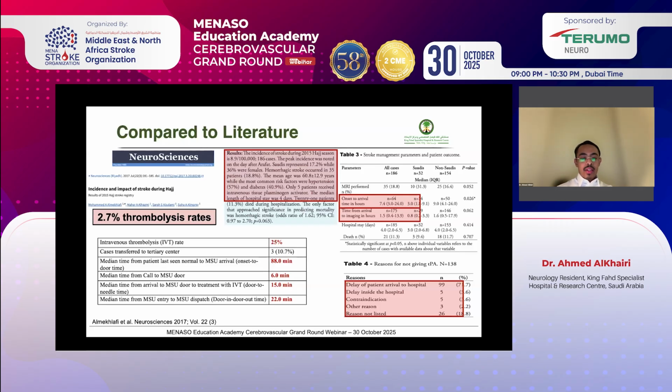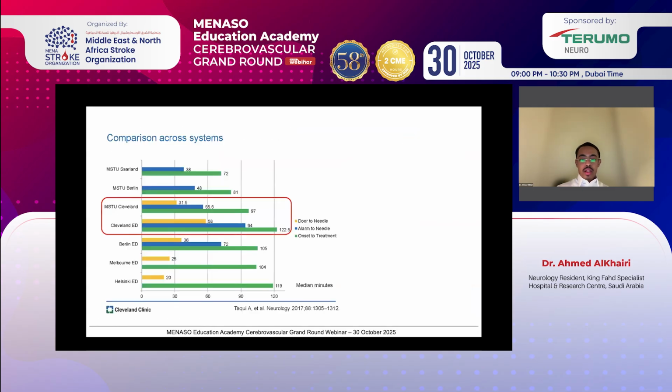Also, the median time from MSU door to treatment, door to needle time, was 15 minutes compared to 1.5 hours at the regular pre-MSU settings.